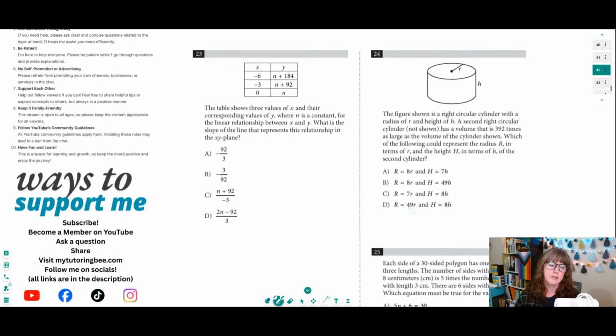All right, let's take a look at 23. So we've got a table here. The table shows 3 values of x and their corresponding values of y, where n is a constant for the linear relationship between x and y. What is the slope of the line that represents this relationship in the xy plane? So we're looking for slope. Slope is rise over run, or another way of thinking of it is the change in y over the change in x.